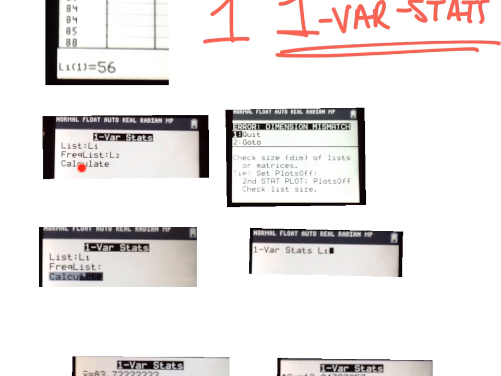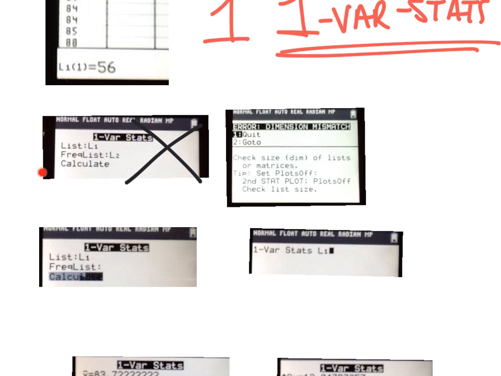So if I go down to calculate now, I should get an error message saying there's a mismatch because there is nothing in L2. Okay, so I want to be clear that this is incorrect because I have nothing in L2. So if you got that error, that's why. So you need to go back and you need to say, I only put my information in L1, go down to frequency list and hit clear, and then calculate.